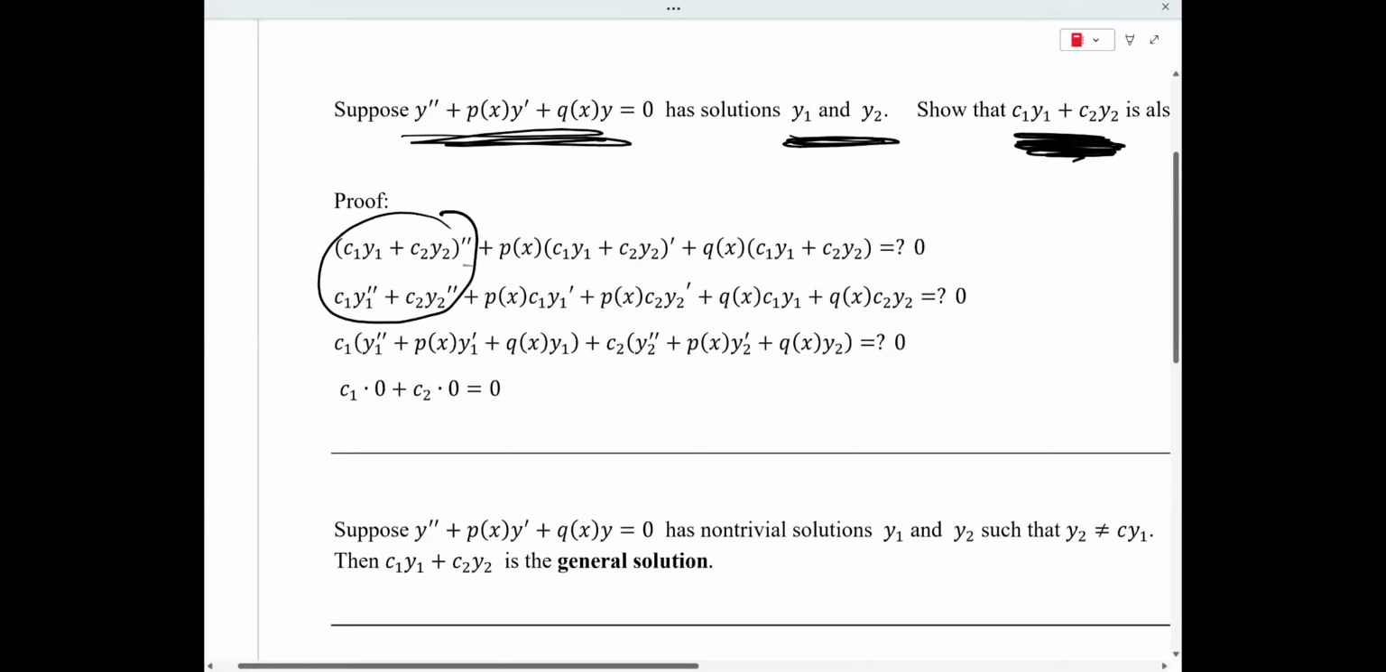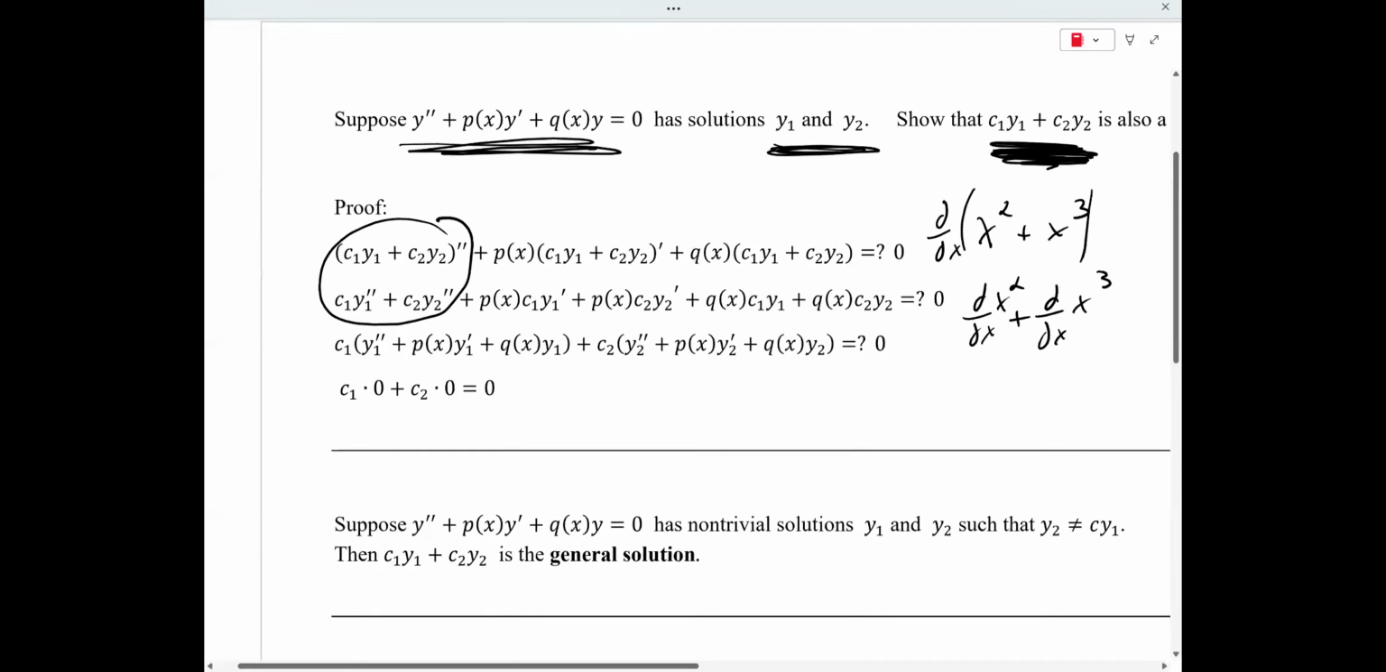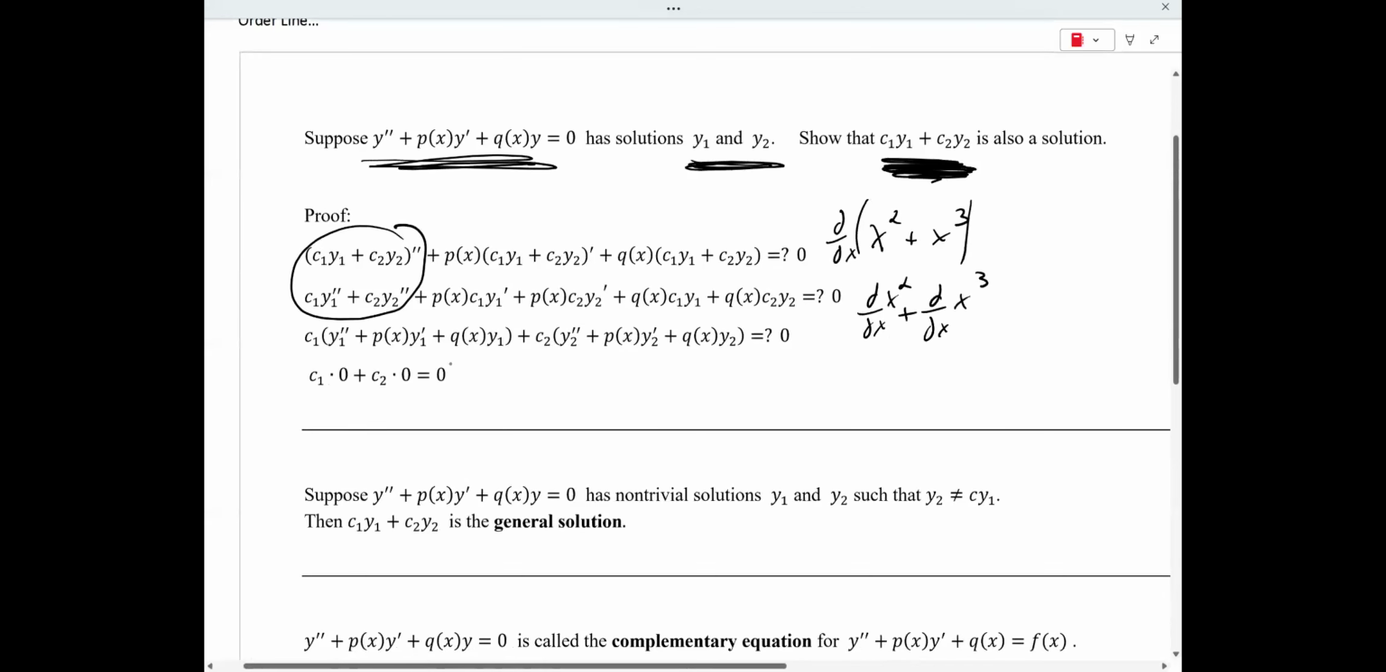For example, if you have, say, x squared plus x cubed, the derivative of this, d/dx of this, you take the derivatives individually. It's the same as this. Don't write this down. Because you can do this: the derivative of a sum is the same as the sum of the derivatives. So basically make use of that here, and you could read through this and look at that.